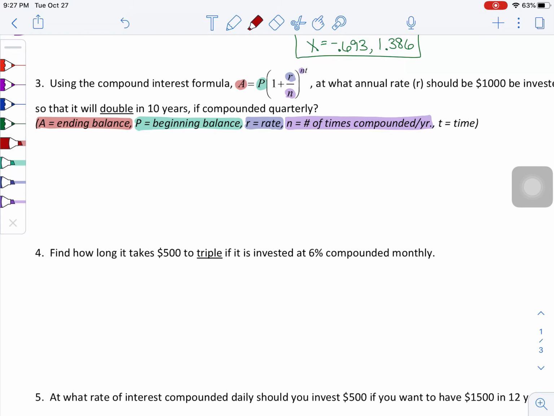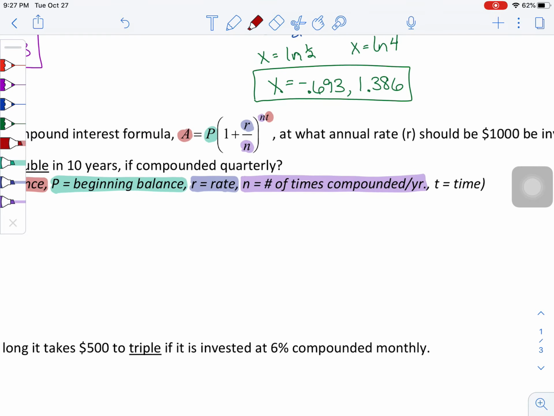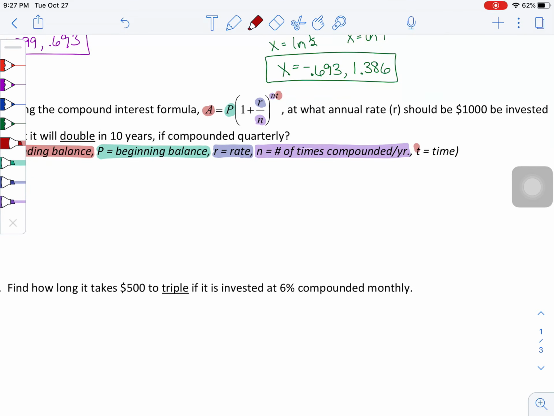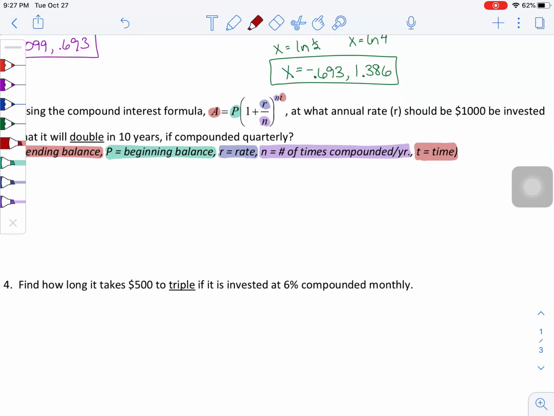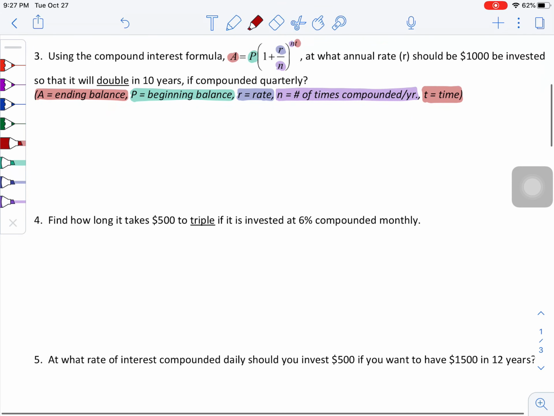T is the nice one. T is what you kind of think it is. T is time, but very specifically, it's time in years. Okay, so make sure that you know those pieces. The actual formula itself, you don't have to memorize.